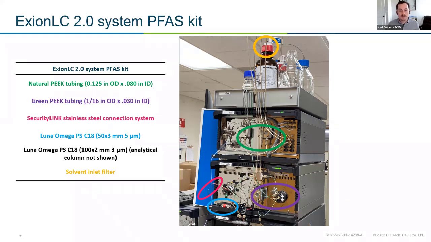So again, that's where it is on this system. But if you have a different system, you just want to keep it right after your mixer. So where your mobile phase A, your mobile phase B meet, right after that point is where you would put your delay column.